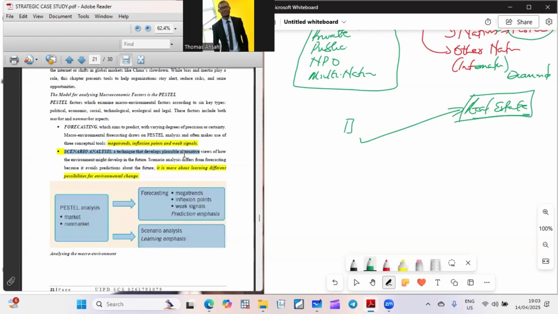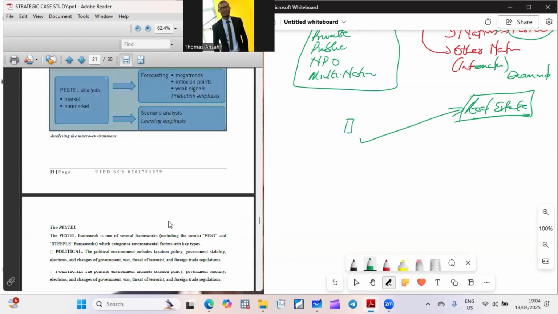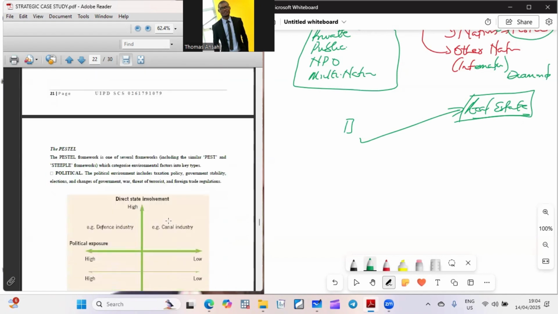So forecasting is with precision. Scenario analysis is just hypothetical reasoning. All right, so basically that is that. So this is the PESTEL, and that is what we are trying to look at. All right, so that is that.